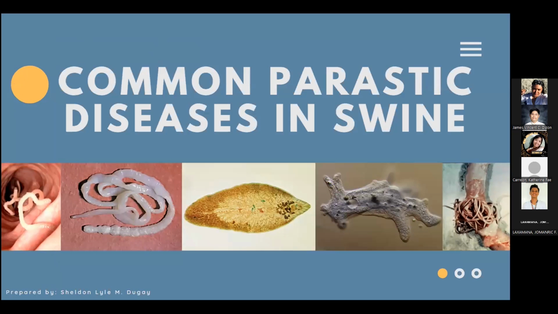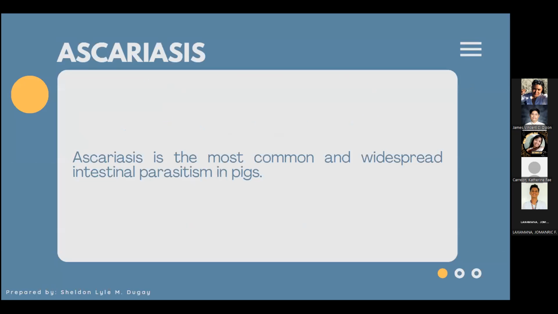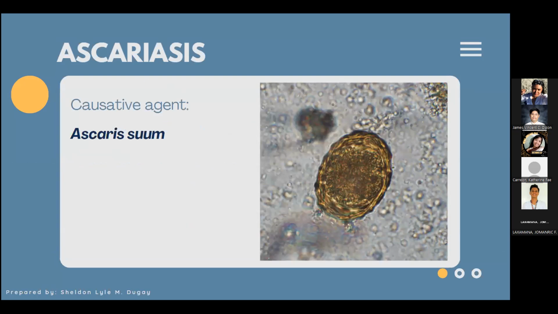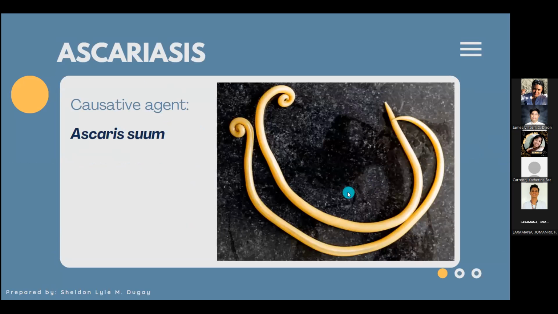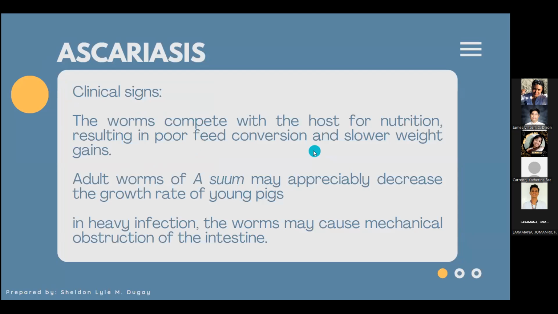So next, common parasitic diseases in swine. Ascariasis. Ascariasis is the most common and widespread intestinal parasitism in pigs. So, ayan. Causative agent is Ascaris suum. Ito yung egg niya. Tapos ganito yung itsura niya kapag adult.